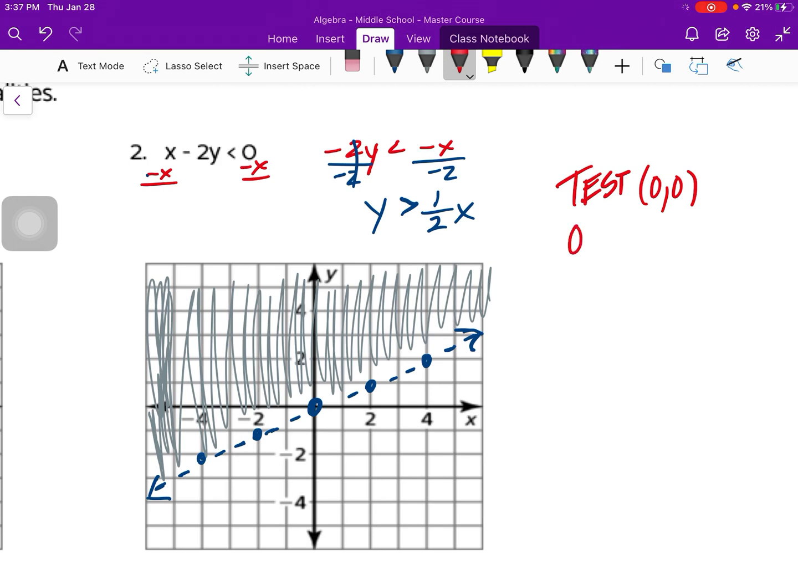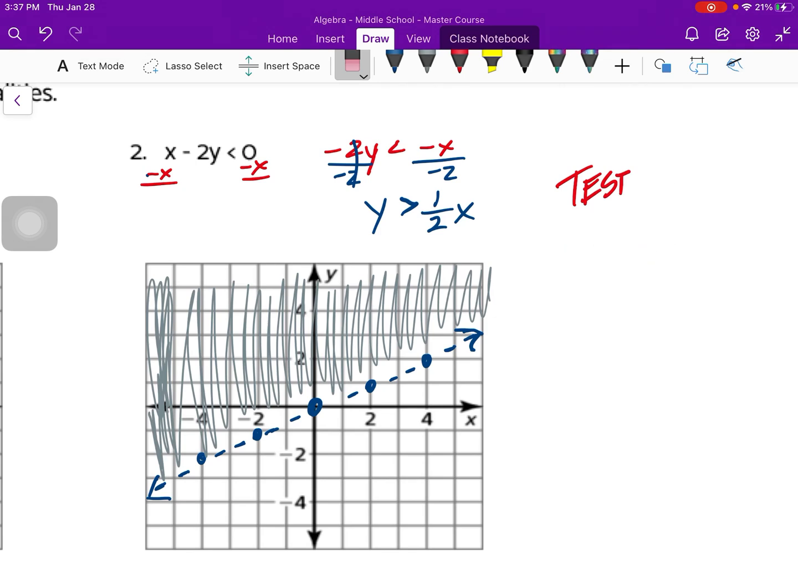So when x is 0, it says 0 minus 2 times 0. Oh, wait, I'm going to back up just a minute and correct myself. I cannot use 0, 0 as a test point because it falls on my line. So I got to pick a different point.